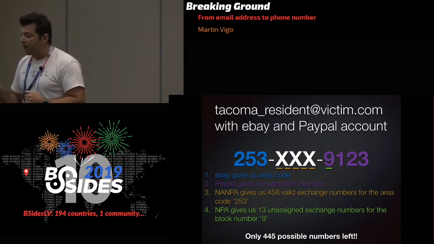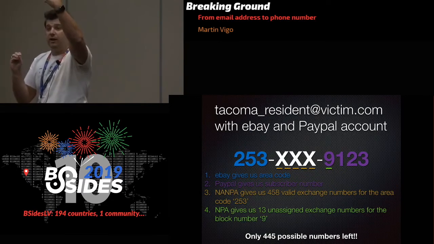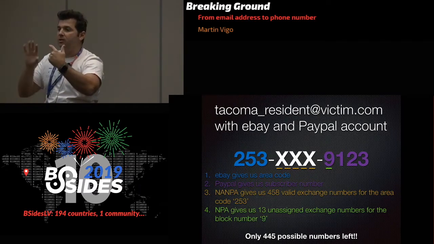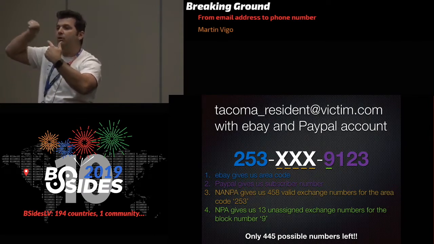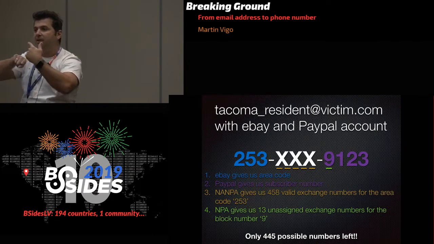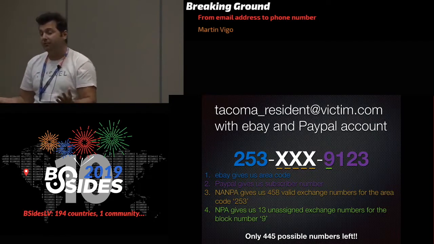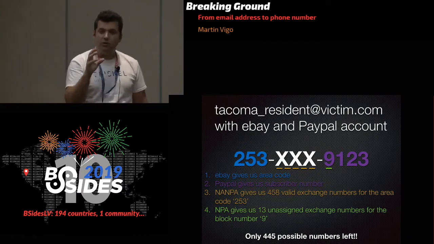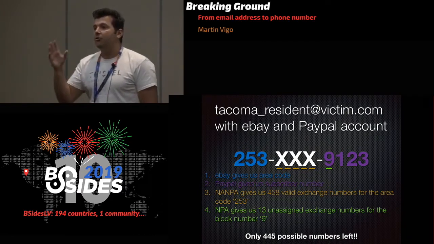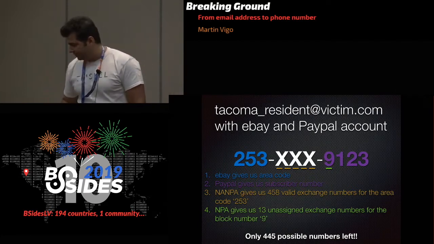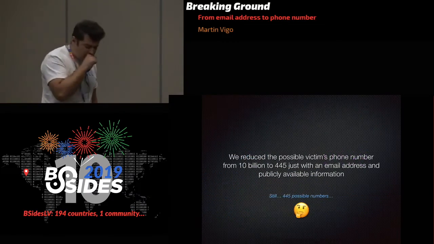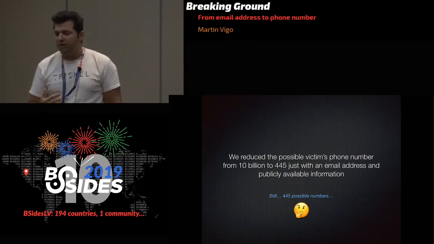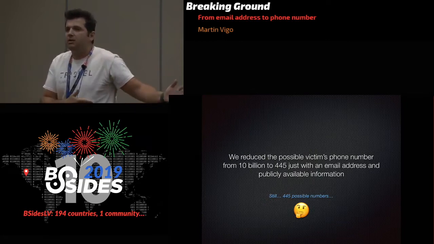But because we have the subscriber number, we can go through those 458 exchanges, see if they are pooled, which is the lingo for this, and see if they have the block number 9 assigned. So we can further reduce the possible valid phone numbers. And we got it down to 445 numbers. Again, just by using your email and publicly available data from NANPA and the National Pooling Administration. All right. So as I mentioned, that's quite significant. I will argue that someone with intent and time could probably call here.